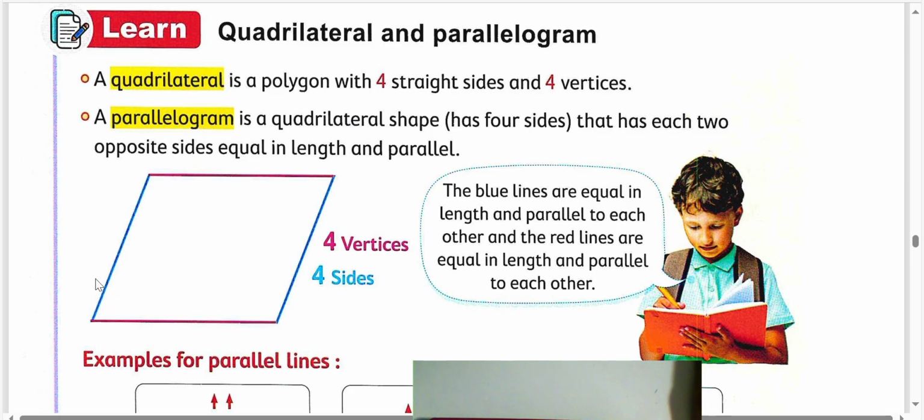We call this a side. Okay, 1, 2, 3, 4, 4 sides, 4 vertices. This part, the corner here, is a vertex, 1 vertex. Then the sum of them, we call it vertices.